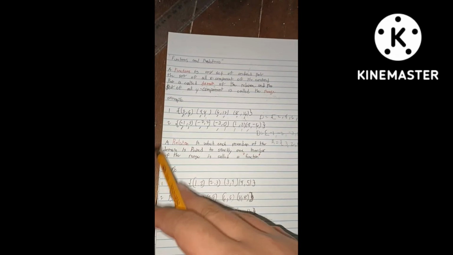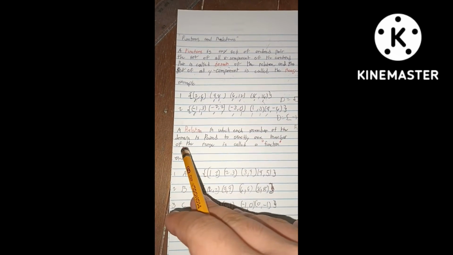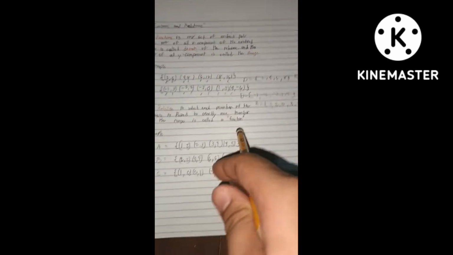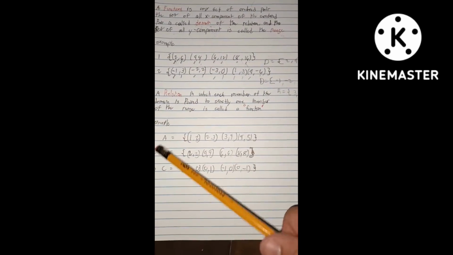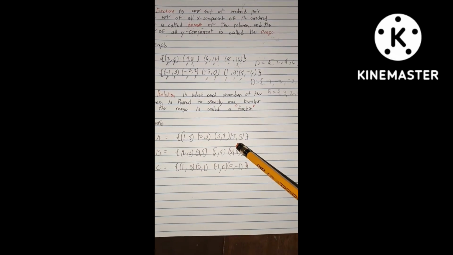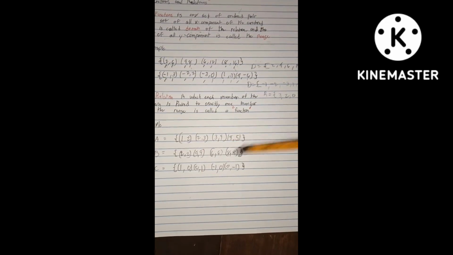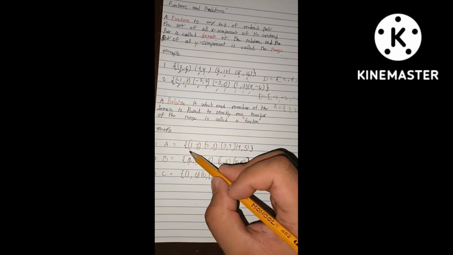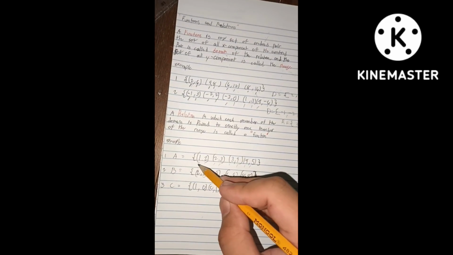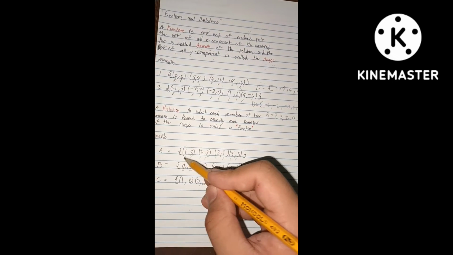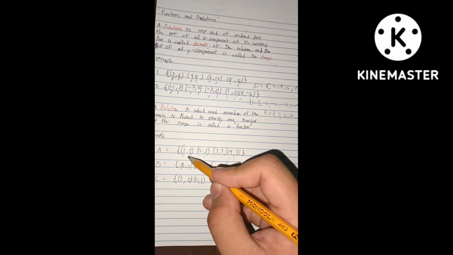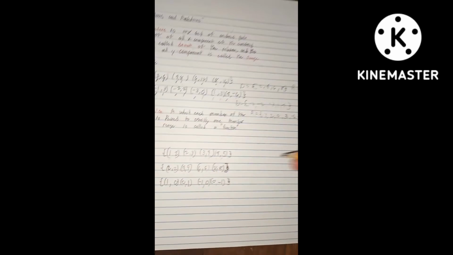Okay, moving on. A relation in which each member of the domain is paired to exactly one member of the range is called a function. Here are the examples. Number 1, we have (1, 2), (2, 3), (3, 4), and (4, 5). In this number 1, we have a unique set of input and output, and we're going to find out if it is a function or not. We have 1, 2, 3, and 4, a unique input and output.